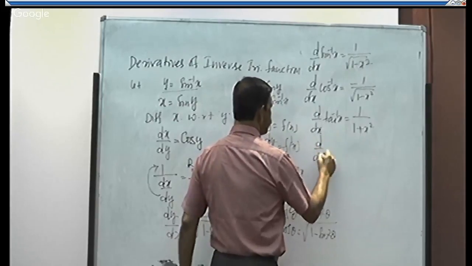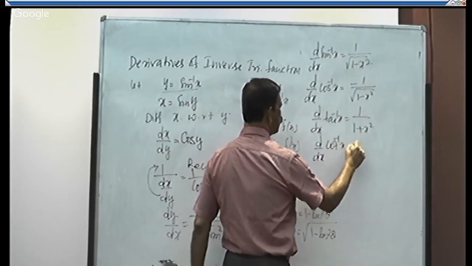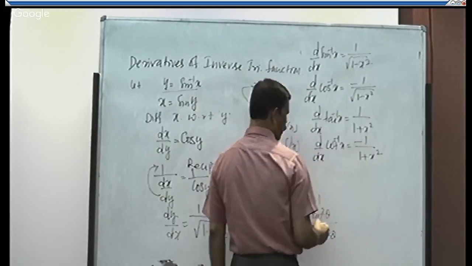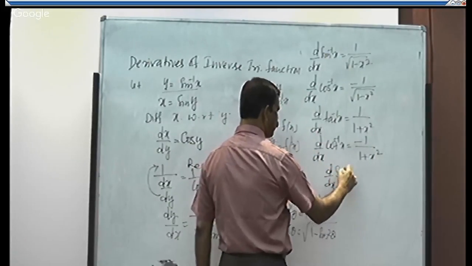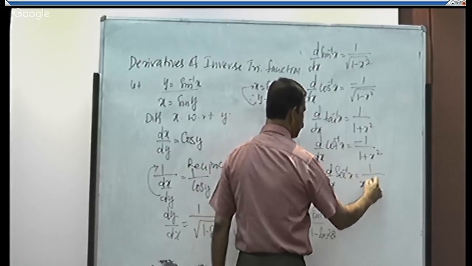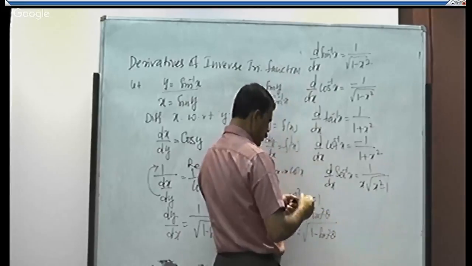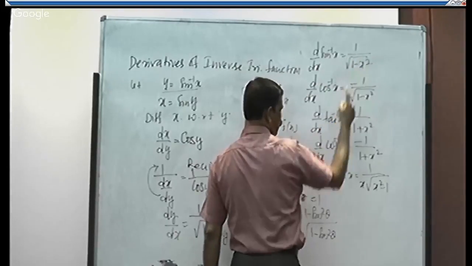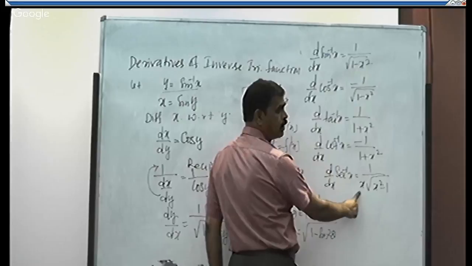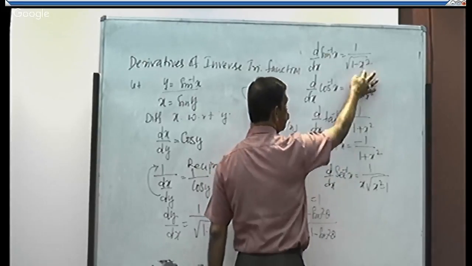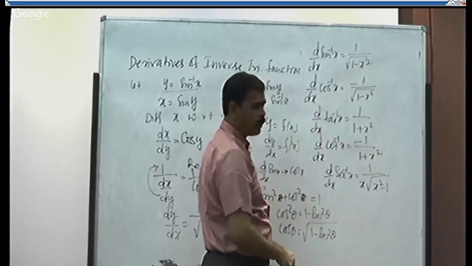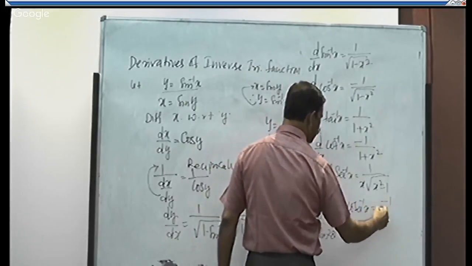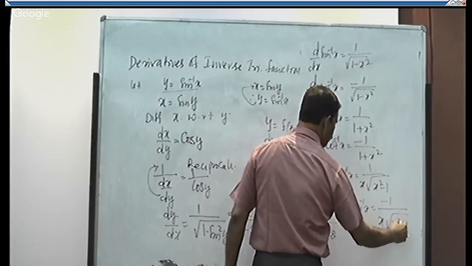And d by dx of cot inverse x is minus of 1 divided by 1 plus x square. D by dx of secant inverse x is 1 by x into root of x square minus 1. For remembrance, you can have a clue. For sin inverse x it is root of 1 minus x square. For secant inverse, we have an extra x in the denominator and inside the root, these two terms are interchanged. D by dx of cosecant inverse x is minus 1 divided by x into root of x square minus 1.